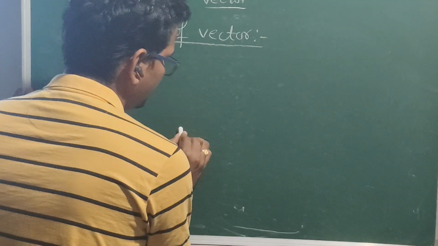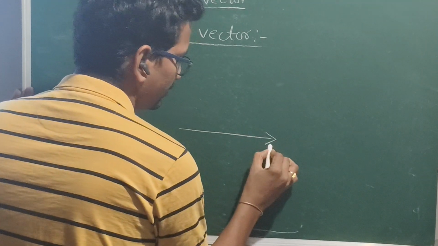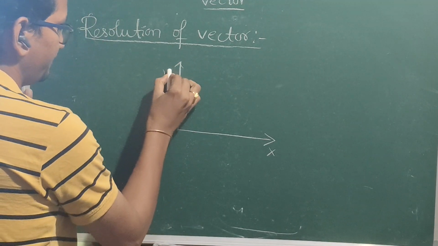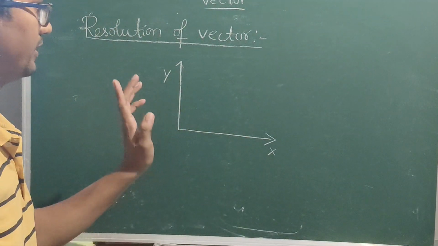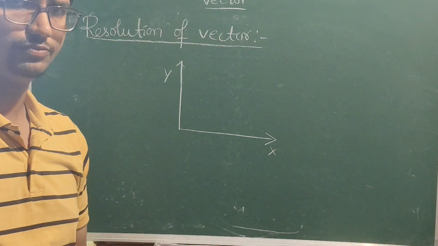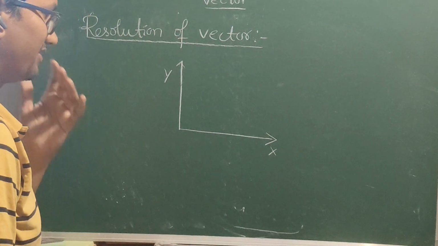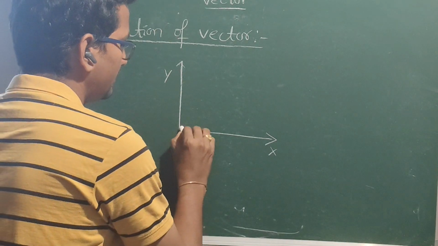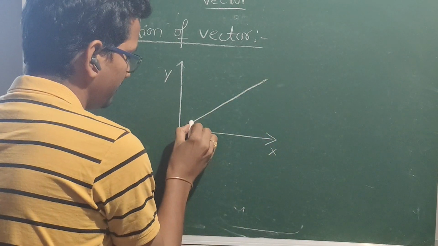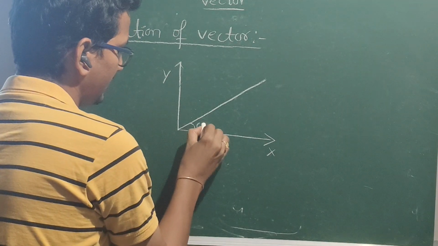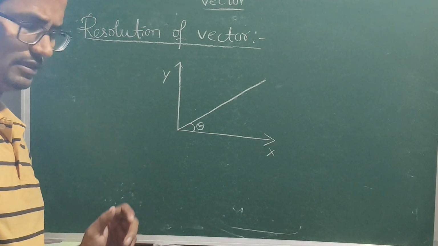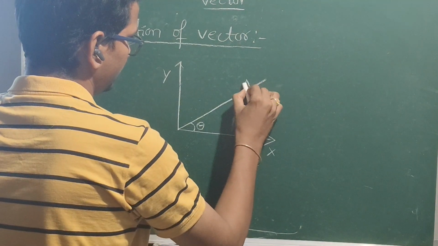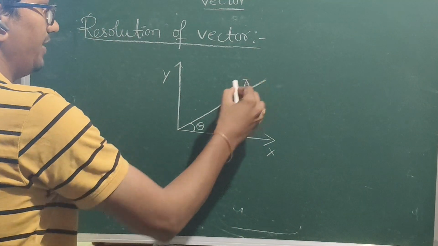Two dimensions means it requires an x coordinate system and a y coordinate system. Because it is two dimensional, it requires two coordinate systems. If the particle is moving other than along the x-axis and y-axis, for example, it makes an angle theta. For example, this resultant vector is the vector A.